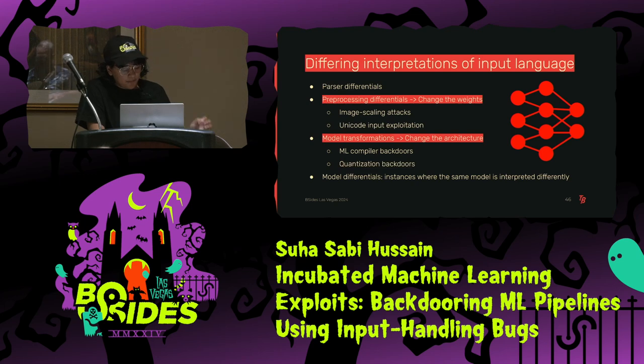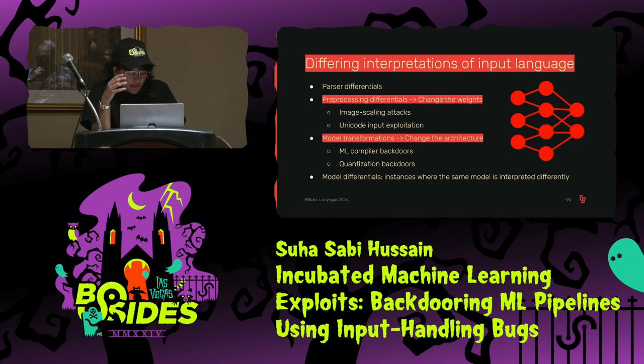So one big part of my research is analyzing previous works and noticing trends. And I don't want to get too into the weeds with this because I'd like to save formalisms for accompanying materials. But one thing that became clear is from parser differentials, we get these things called model differentials, instances where the same model is interpreted differently. And as expected, the attacks are dependent on the supply chain component and the lifecycle stage.